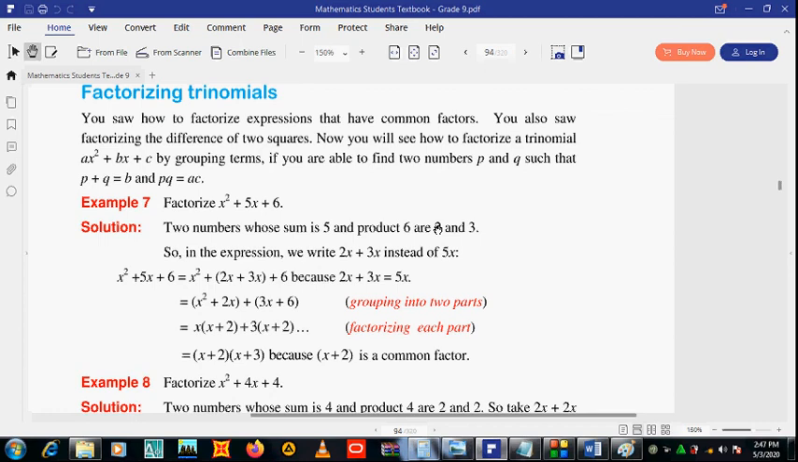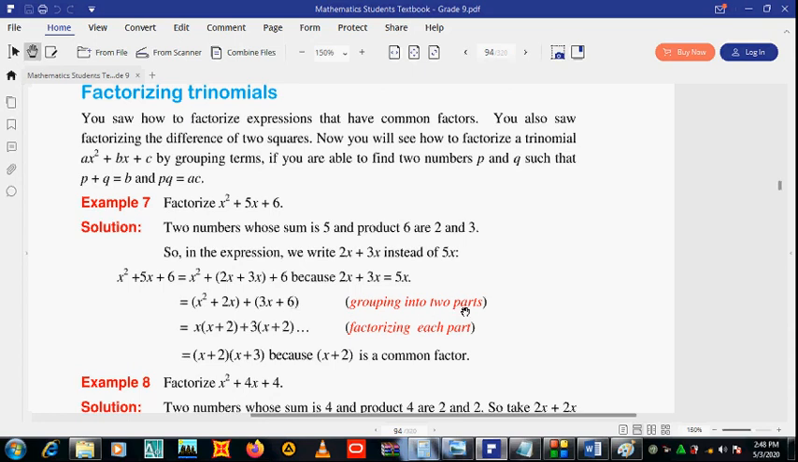2 and 3, exactly, thank you. So the numbers whose sum is 5 and whose product is 6 are 2 and 3. Then let's write x squared plus 5x plus 6. 5x means 2x plus 3x. You're right? Because 2x plus 3x equals 5x. So let's proceed: x squared plus 2x plus 3x plus 6.